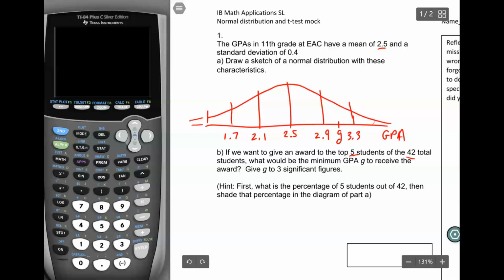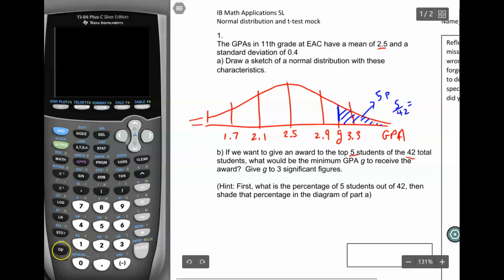So you're going to have some value of GPA called G, which is the minimum GPA to receive the award. This is the minimum GPA to receive the award, and everybody to the right of G does receive the award. And they said that that is equal to 5 people. And what percent is 5 people? It would be 5 divided by 42. That would be the percentage.